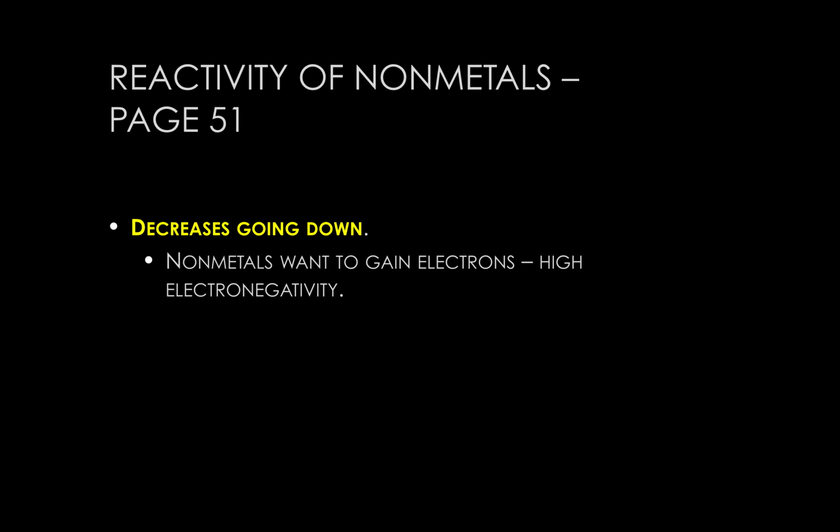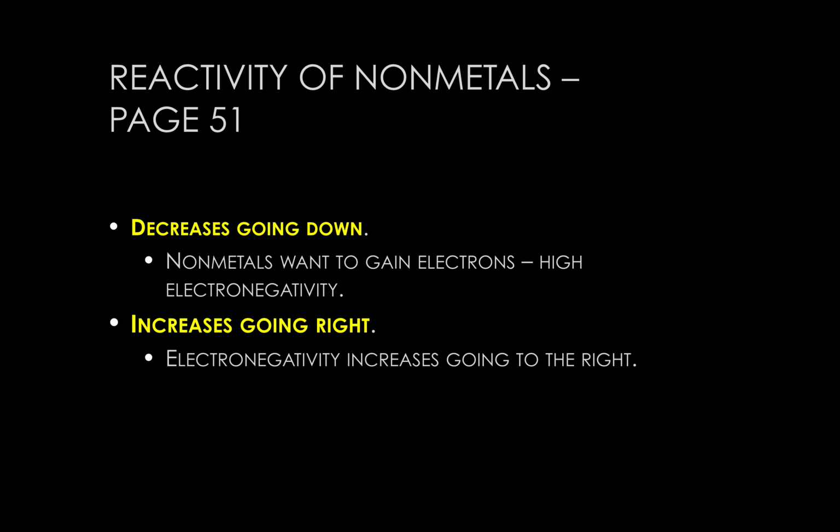Reactivity of the nonmetals decreases going down. So remember, nonmetals want to gain electrons, so they're going to have a high electronegativity. So electronegativity decreases going down a group, and so does the reactivity of nonmetals. It increases going to the right because electronegativity increases going to the right. So remember, fluorine has the highest electronegativity value, which means that fluorine is the most reactive nonmetal.